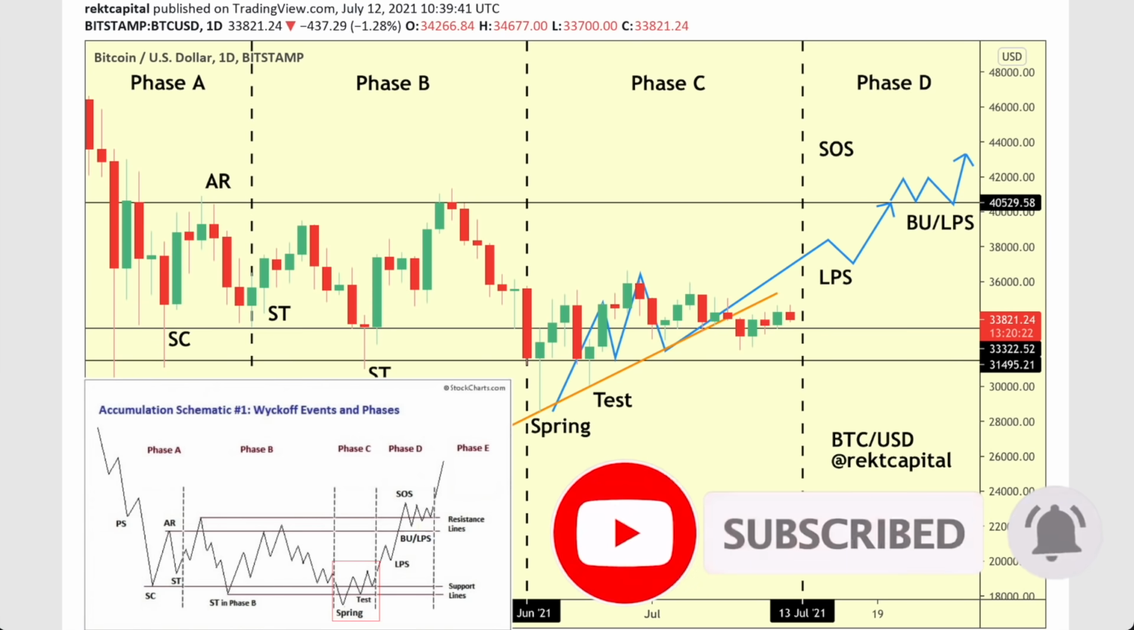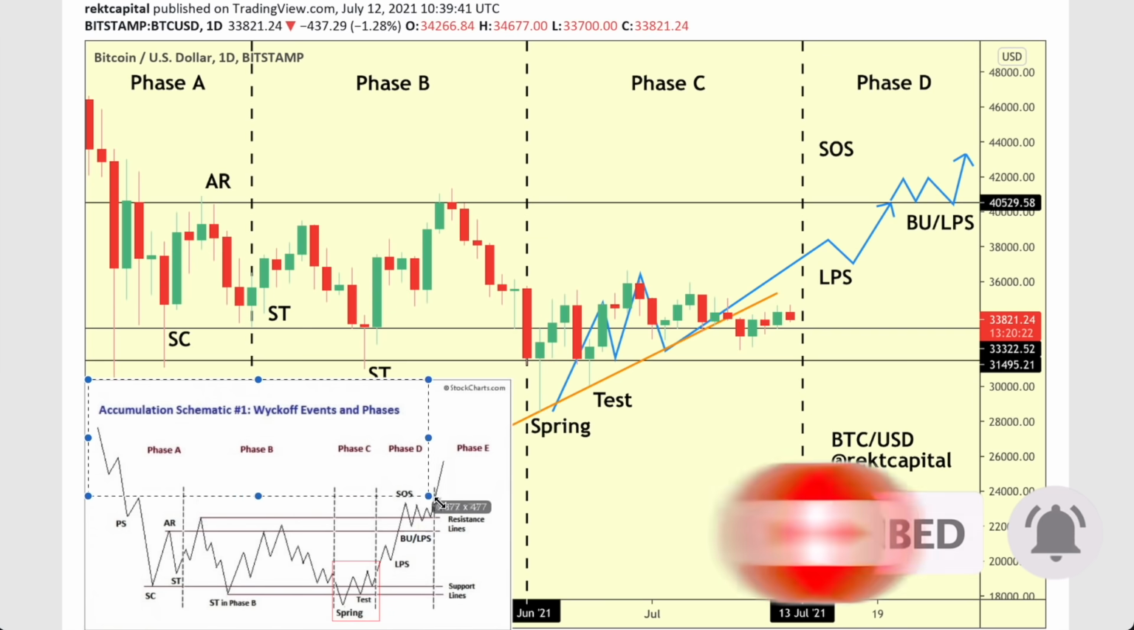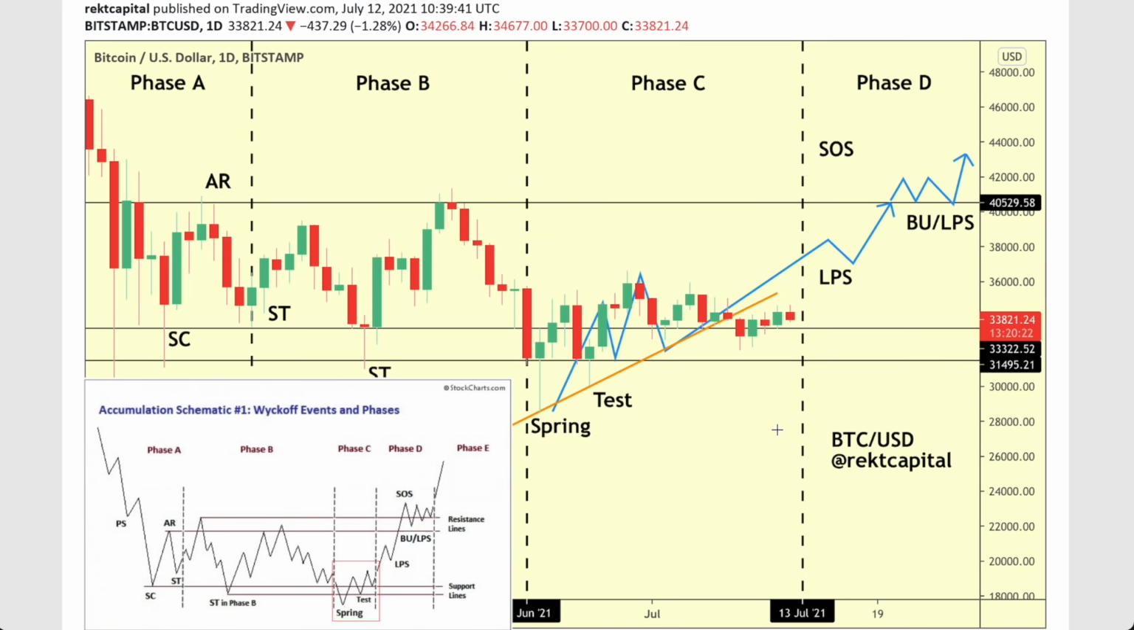And let's talk about the Wyckoff schematic. Here it is superimposed on the Bitcoin price chart, and you can see that a lot of things have been invalidated. And let's talk about some of those things.